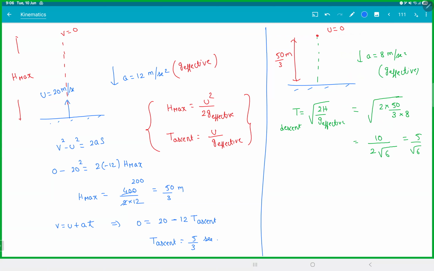So you need h max. Therefore, the total time of flight will be time of ascent plus time of descent. So it takes 5 by 3 to go up and it takes 5 by root 6 to come down. They're not equal. Have a look at this.